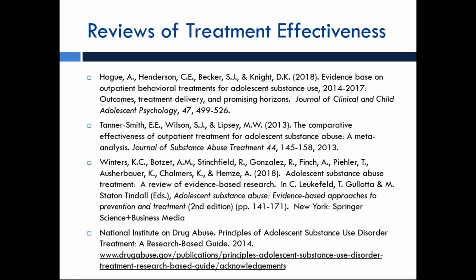There are several publications that provide summaries of adolescent drug treatment literature. The first two noted here are peer-reviewed publications in journals. These are accessible using Google Scholar. The third is a book chapter. And the final one is a very helpful one from the National Institute on Drug Abuse. It provides a nice summary of the key elements of effective adolescent treatment. There are 13 of them. And this report can be downloaded for free at the website you see there.